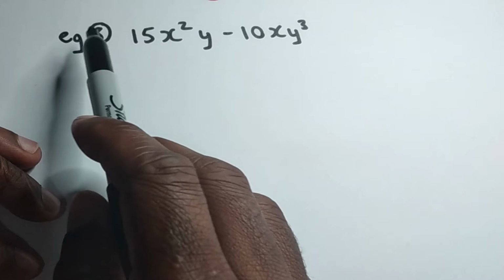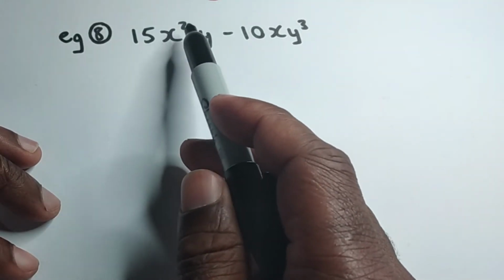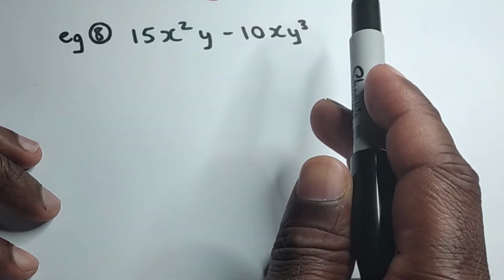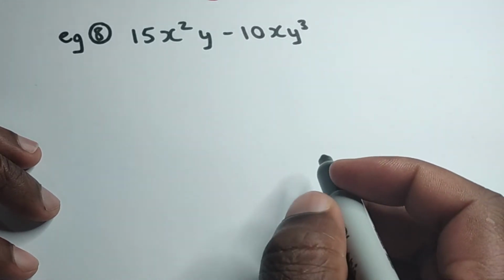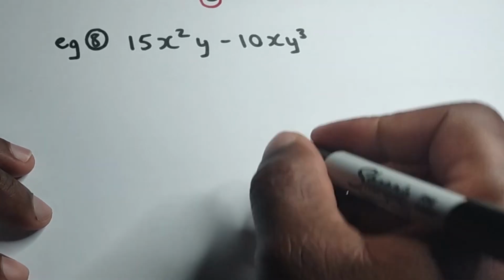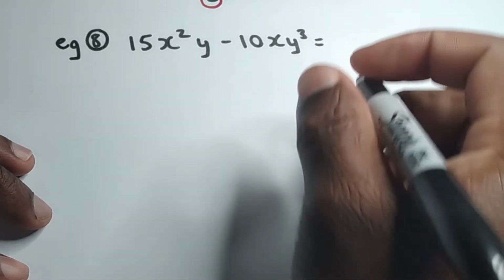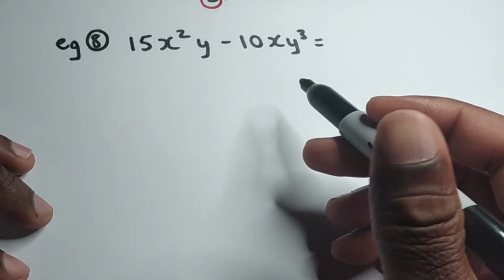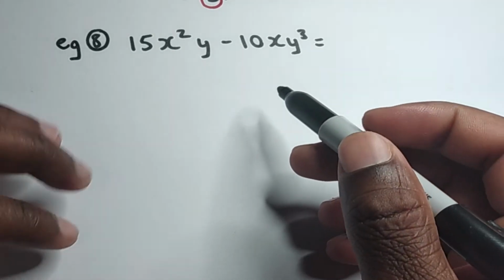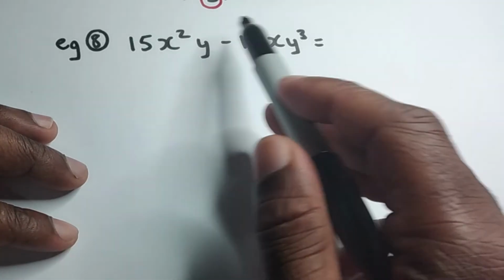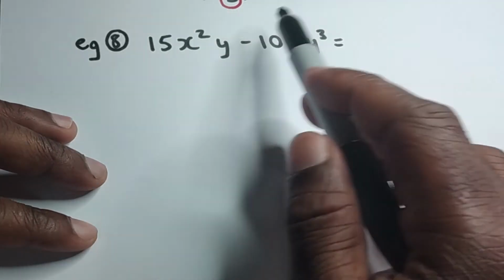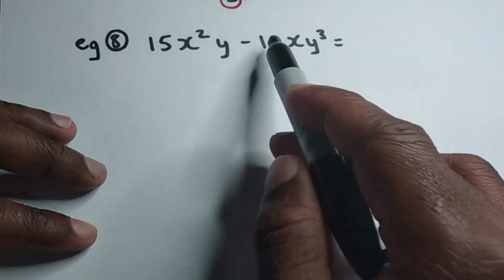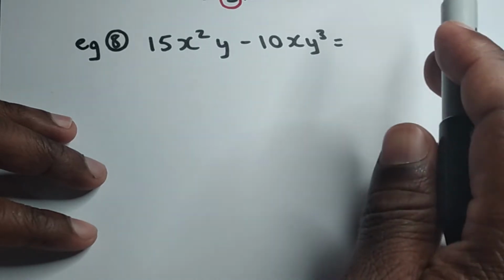Now, let's say we had example 8 and we had 15x squared y minus 10xy cubed, alright? We're going to step up the pace a little bit, so I won't go into as much detail as the previous examples. If you want to do that, then sure you can, you'll obtain the same result, alright? So what I'm going to do now is to identify the highest common factor in each term, alright? So here we have a term 15x squared y, and we have 10xy cubed, alright?